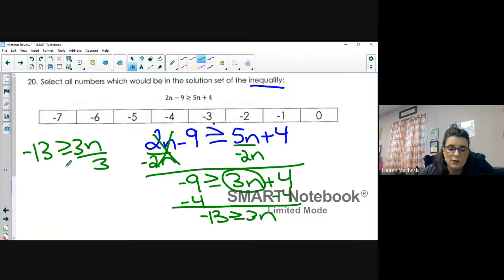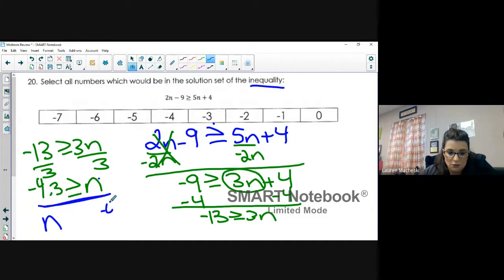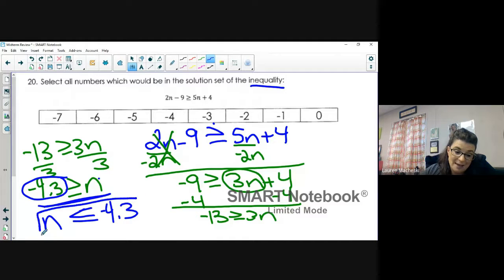Divide both sides by 3. Now, keep in mind, I'm not dividing by a negative, so my inequality sign does not change. Negative 13 divided by 3, it doesn't seem as though that was going to work out evenly, so it's like negative 4.3. Now, be careful with this. This is not written correctly. Your variable should always be first. The mouth of my inequality is open towards my number. So when I rewrite it correctly, I keep it open towards my number. So my answer is n is less than or equal to negative 4.3.